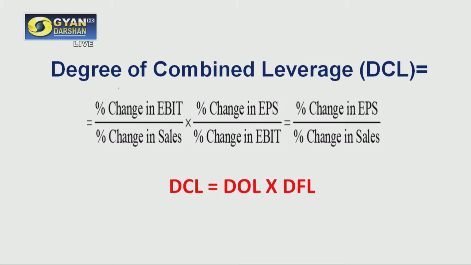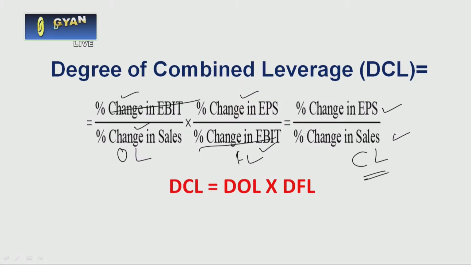So combined leverage can be calculated by combining these two formulas of operating leverage and financial leverage. This was the formula of our operating leverage, change in EBIT divided by change in sales. This was the formula of our financial leverage, change in EPS divided by change in EBIT. EBIT will be cancelled out with EBIT, and what we are left with is percentage change in EPS divided by percentage change in sales, and this is our combined leverage, right?